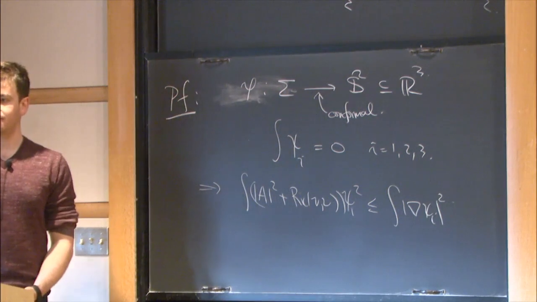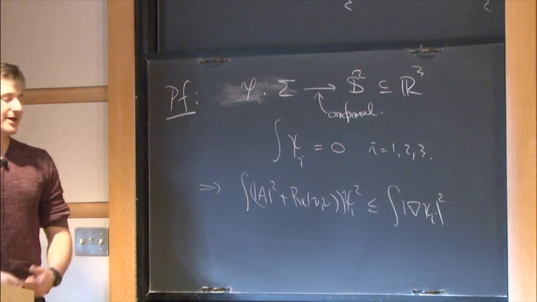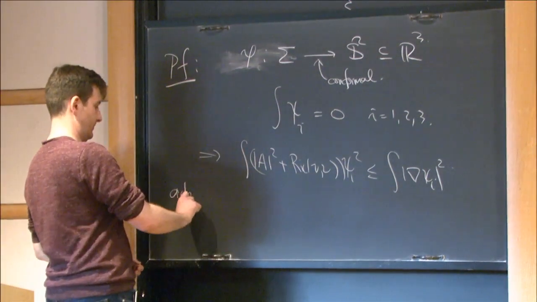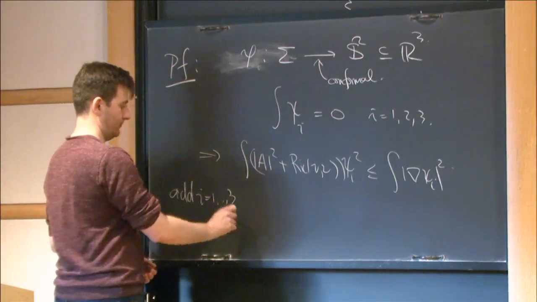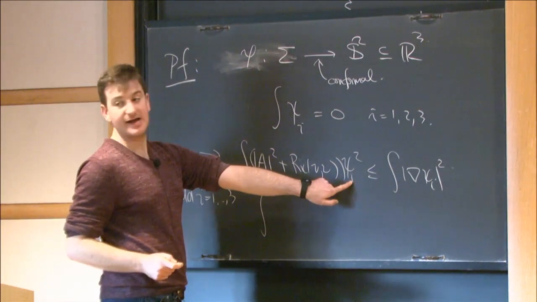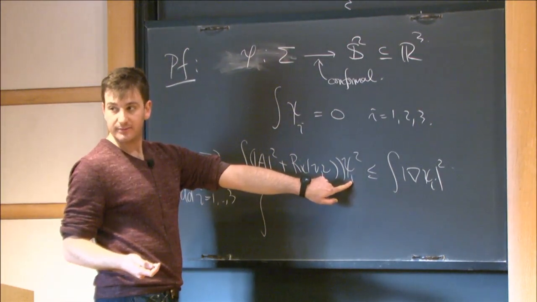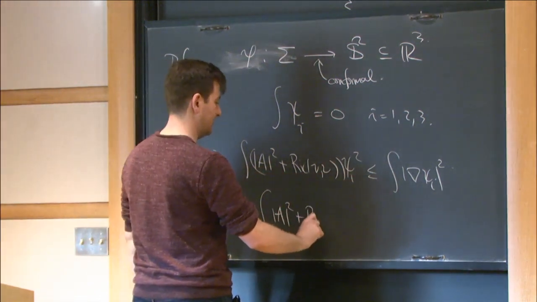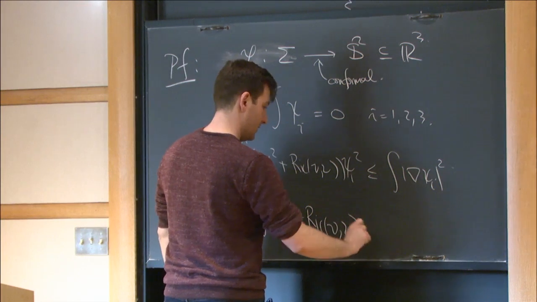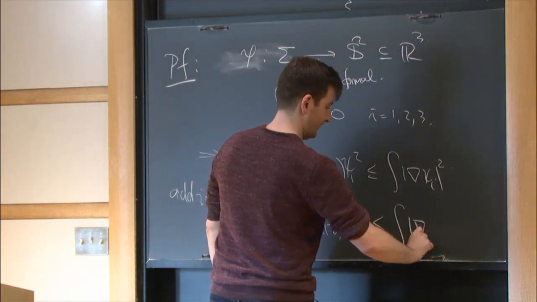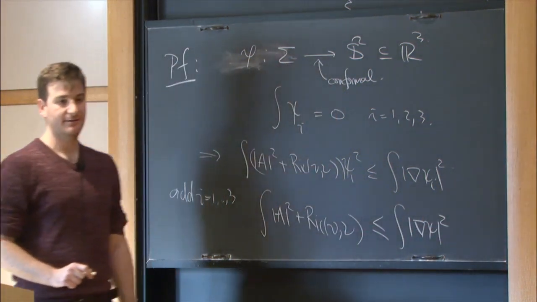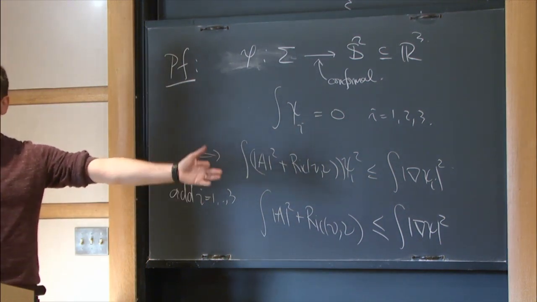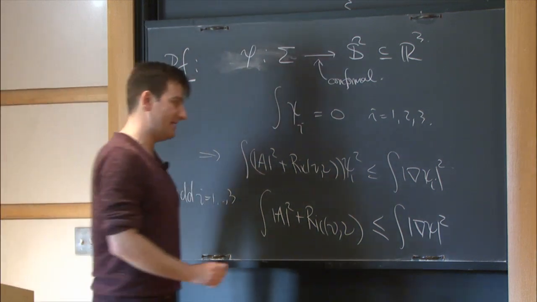you get the stability inequality for each term, right? And now you add from i equals 1 to 3. So the sum of psi i squared is 1, right? Because it's mapping into the unit sphere. Okay, so you get A squared plus Ricci of nu less than or equal to the energy. But this is the energy of a conformal map, so it's twice the area of the image. Okay? So this is 8 pi.